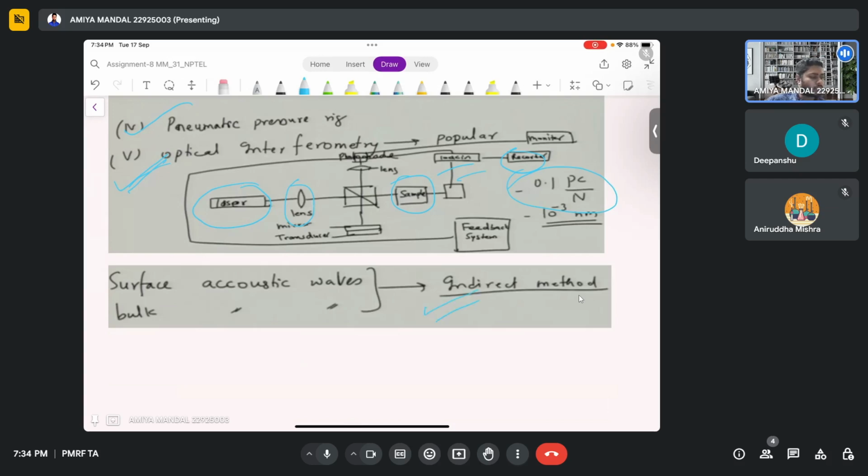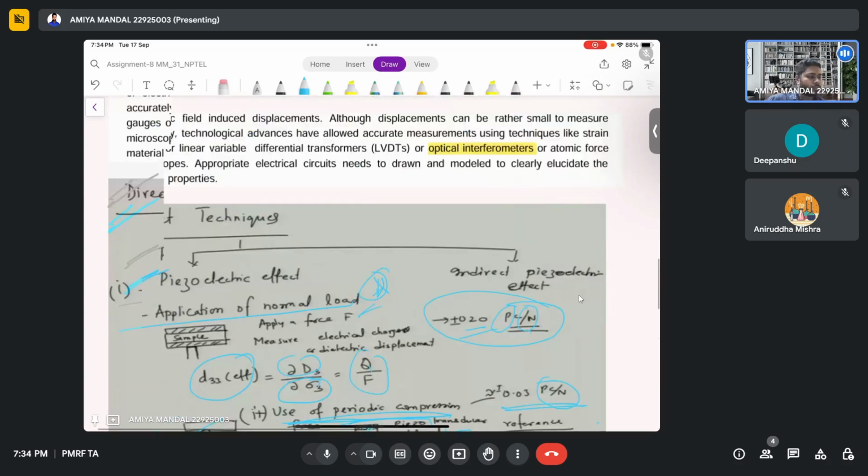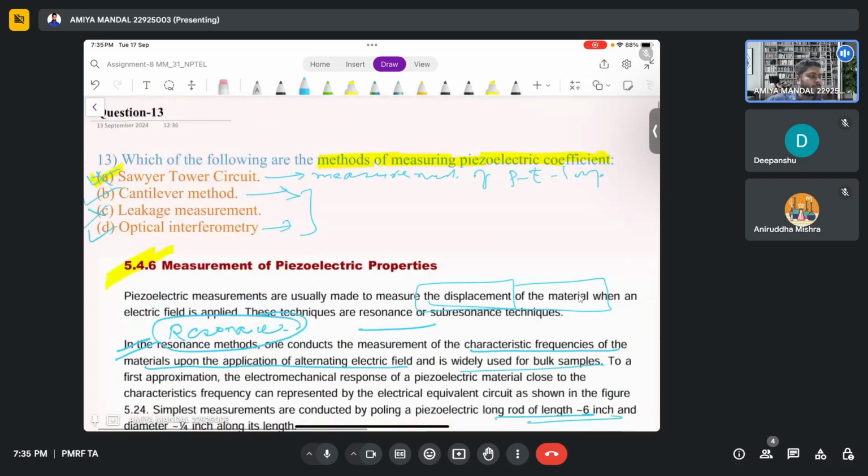Besides this, we also have surface acoustic wave and bulk acoustic wave as some indirect methods. So you can see that in this region the cantilever method is also used, and optical interferometry, where a laser beam is used, by which we can also measure the piezoelectric coefficient.